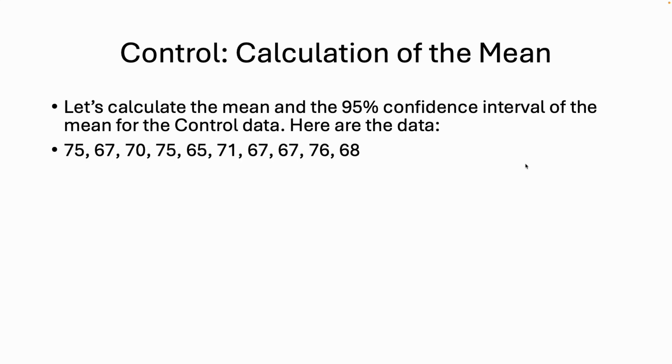So let's calculate the mean and the 95% confidence interval of the mean for the control data. Once again, just to remind you, here are the data: 75, 67, 70, 75, 65, 71, 67, 67, 76, and 68. So 10 plants and their growth increments under pure water. So we have 10 values.